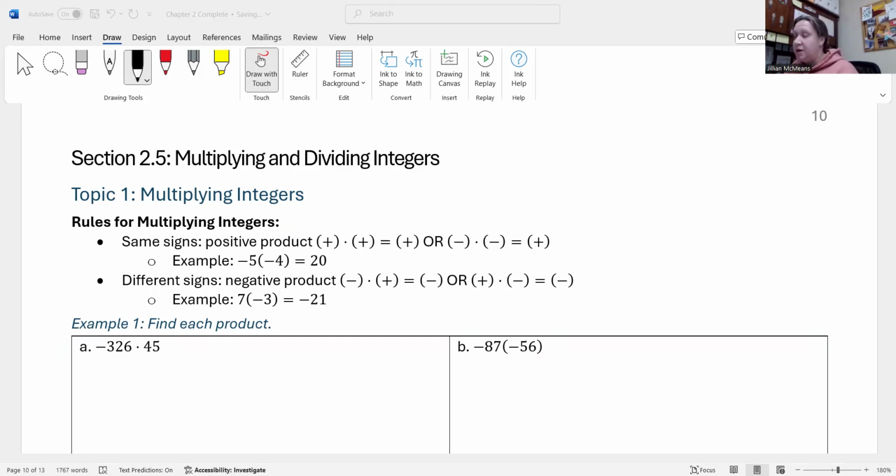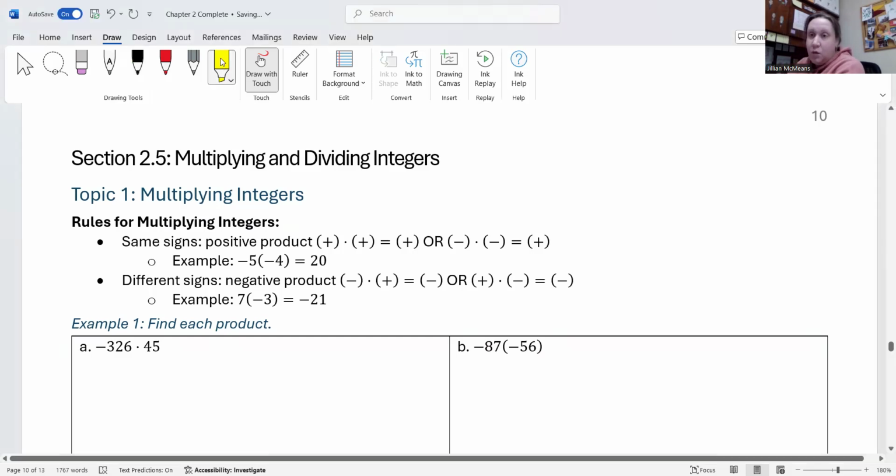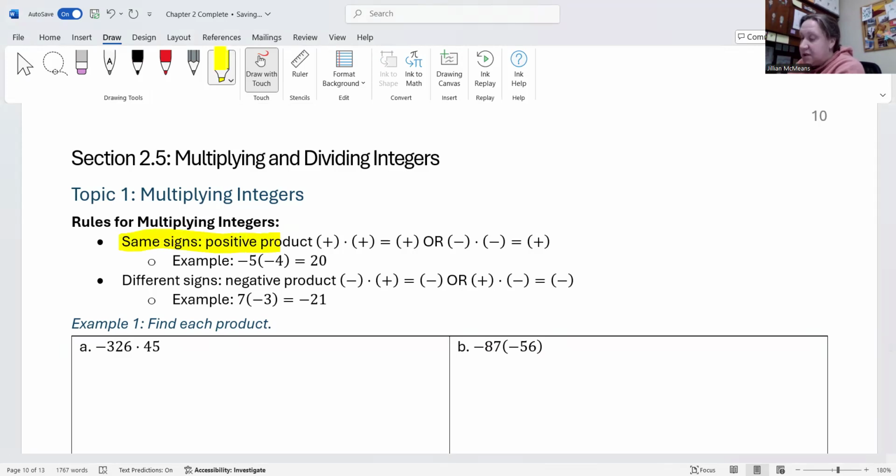So the rules for multiplying integers all come down to whether or not you're multiplying two integers that have the same sign or two integers that have different signs. If you're multiplying integers with the same sign, whether both positive or both negative, you're going to get a positive product. Now, if you're multiplying two integers that have different signs, one positive, one negative, then you're going to have a negative product. I find most students kind of remember this, but just make sure you understand these rules.